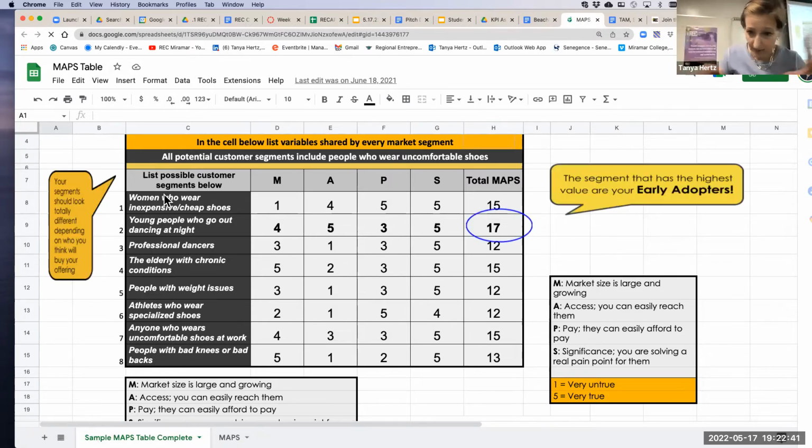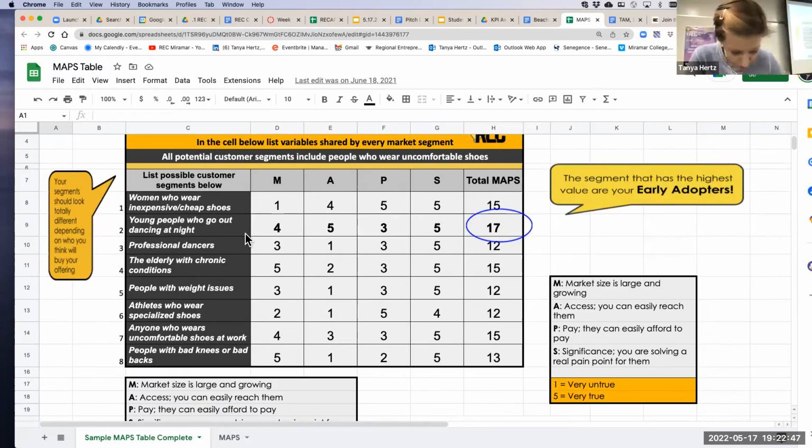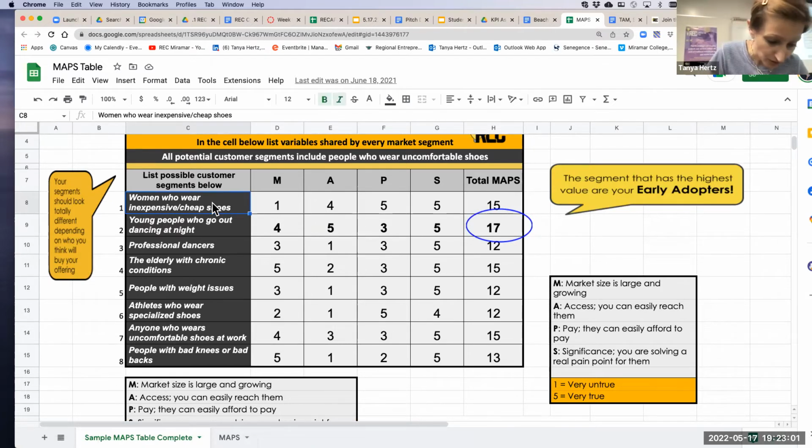What do they look like? And be very, very specific, right? So this example I had was for those shoe inserts that double as shoes, but can also be worn inside of shoes for women who are, one would be for women who wear maybe inexpensive shoes, and so their feet start hurting a lot, so we might target them. We might also say, no, let's target the young people who go out dancing at night because they always have to change their shoes.